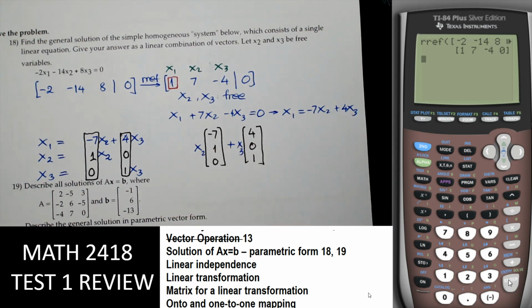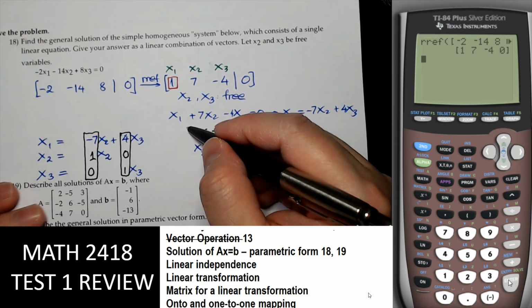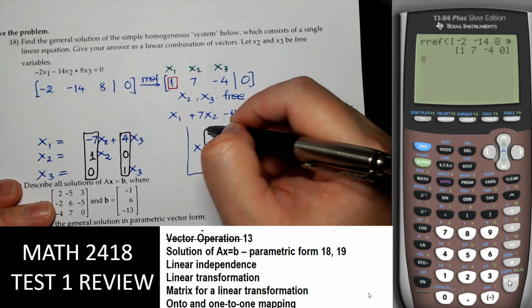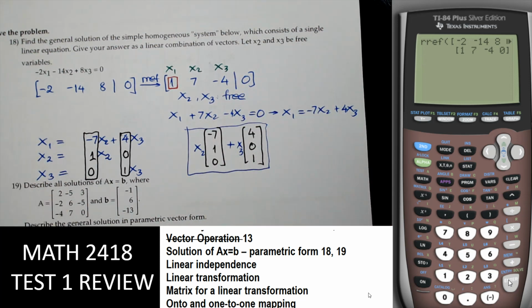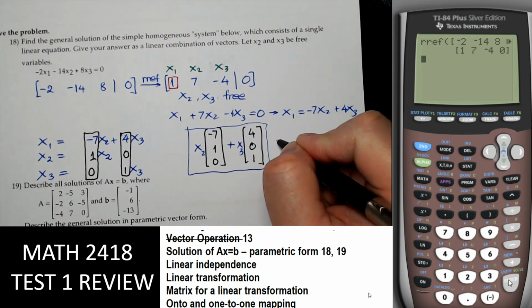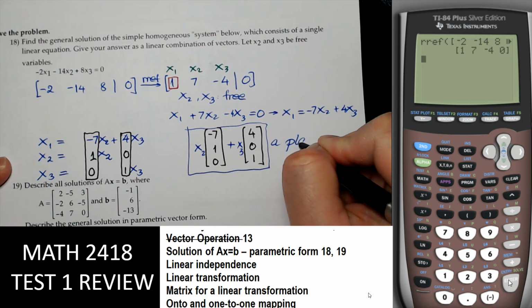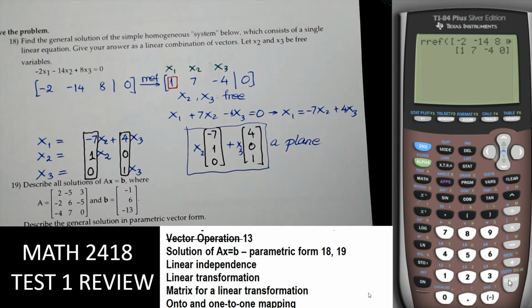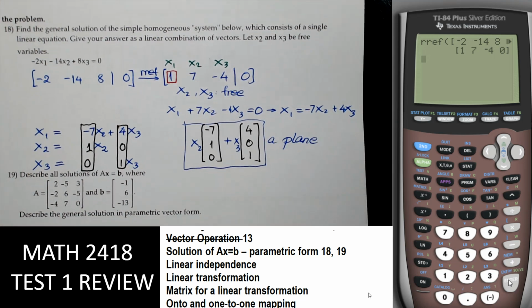So the solution in the vector form is going to be like this. And since this one has 2 parameters, this represents a plane. 2 parameters, 2-dimensional object. It is a plane.